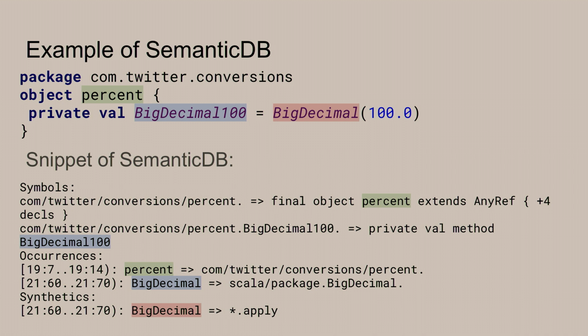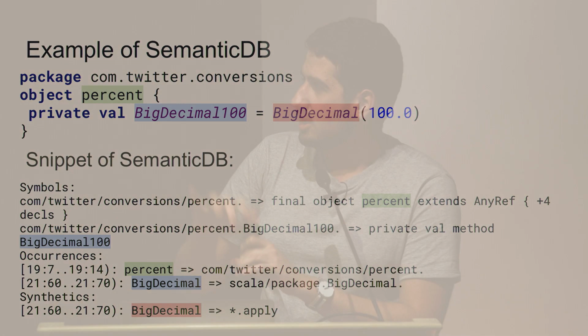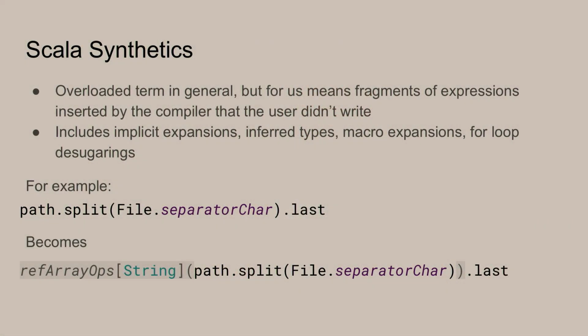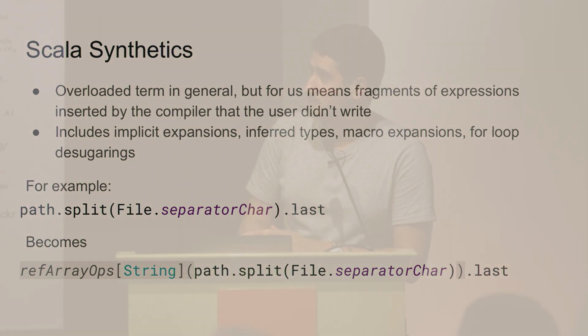In this case, we have BigDecimal. When you write parentheses like that, it's not just BigDecimal as a function. It's actually an object with an apply method. So that apply gets added by the compiler. For the purposes of this talk, Scala synthetics is an overloaded term. Here it just means fragments of expressions that the compiler inserts that the user didn't write. This is semantic behavior that we cannot catch with the source diffs. It includes implicit expansions, inferred types, macro expansions, and for loop desugarings.